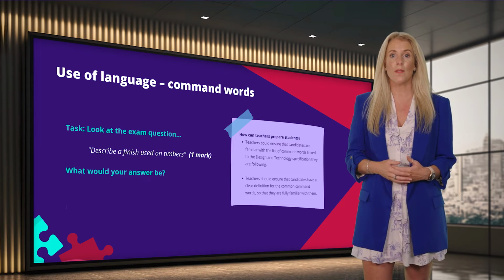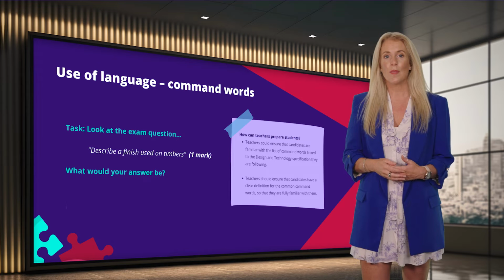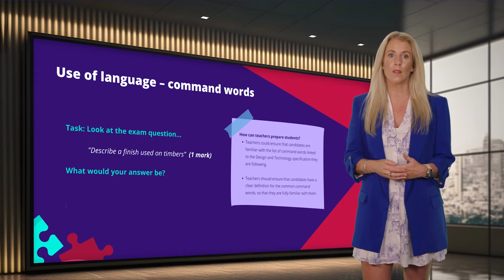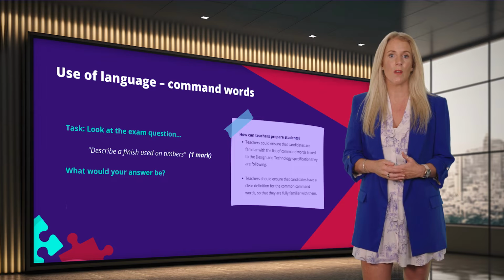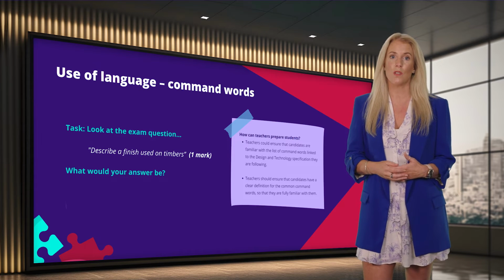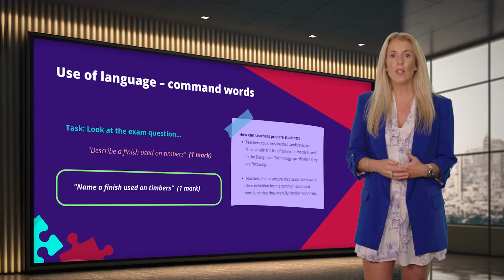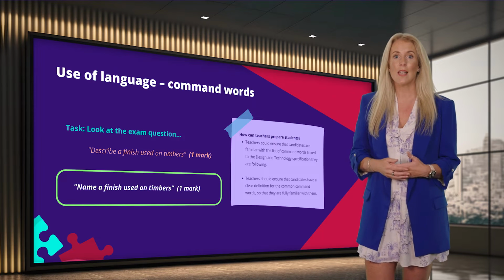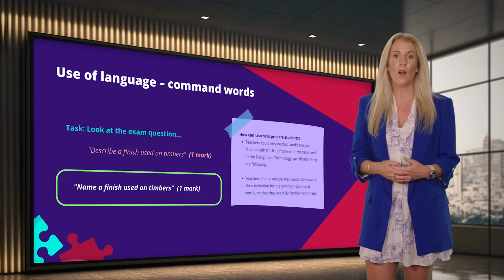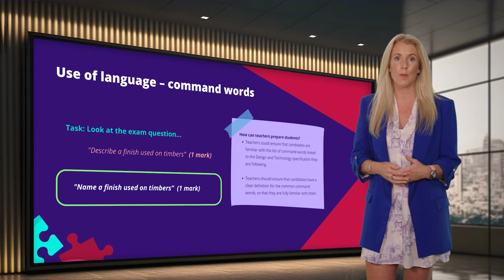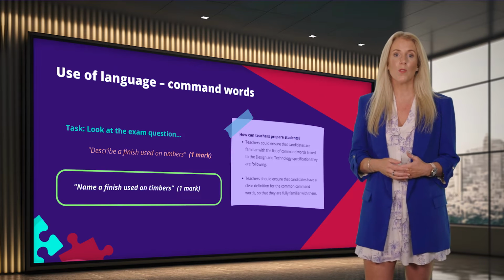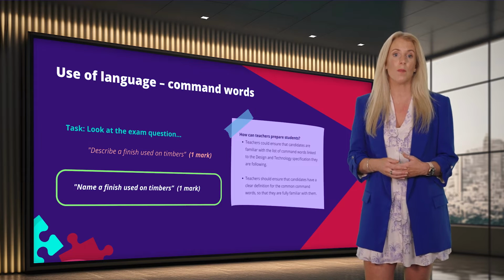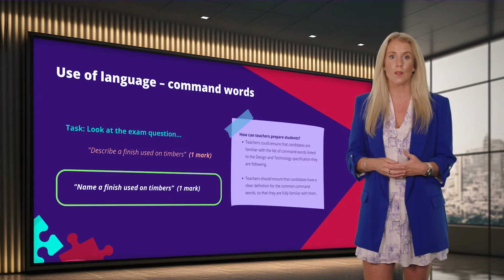You could describe how a finish is applied to timber, but that isn't really what the question wants, not for only 1 mark. What we actually want to know is that a student knows what finish to use on timbers. So changing the command word to name is more suitable for this question. In this case, the answer would be perhaps varnish, paint, or stain, for example. This is much more straightforward, and the candidate isn't left guessing if they've described the finish correctly for 1 mark.